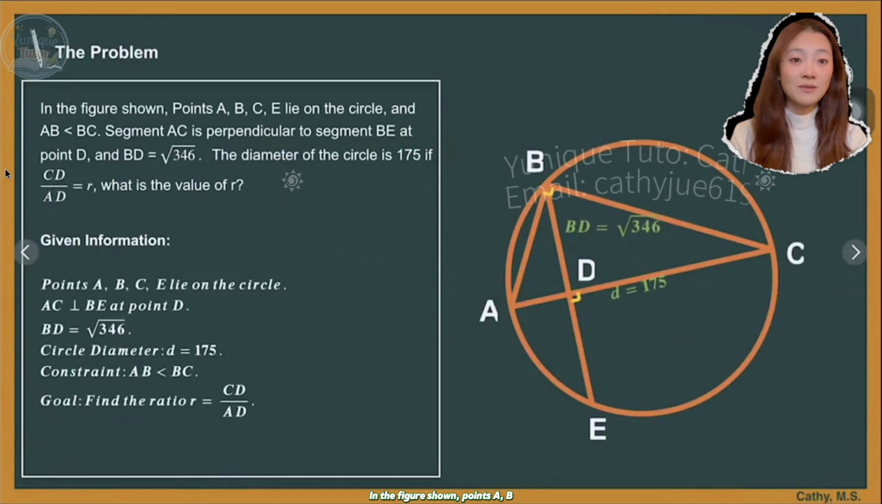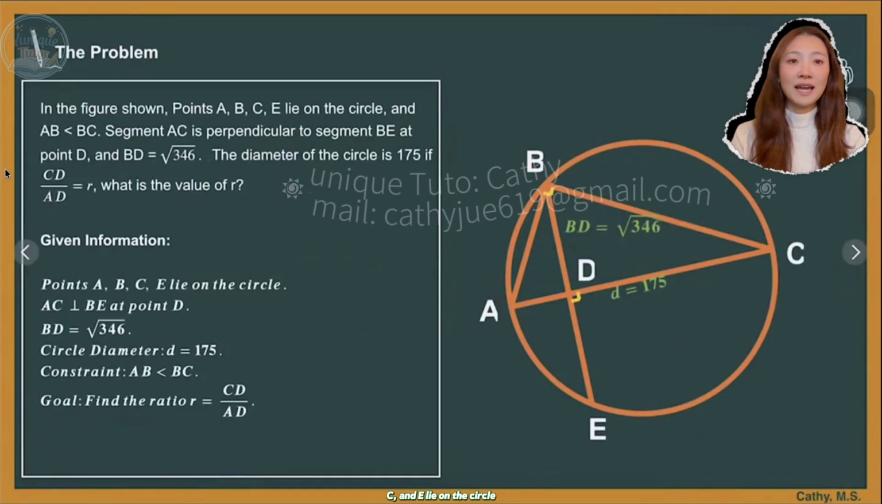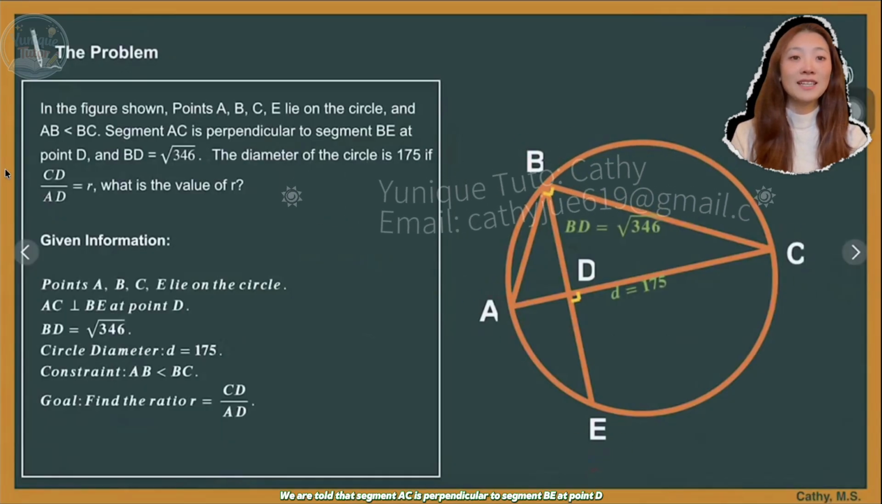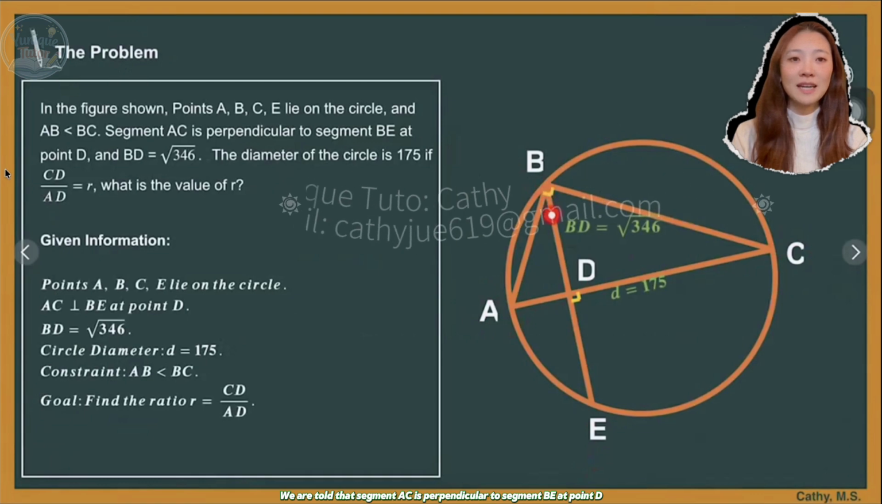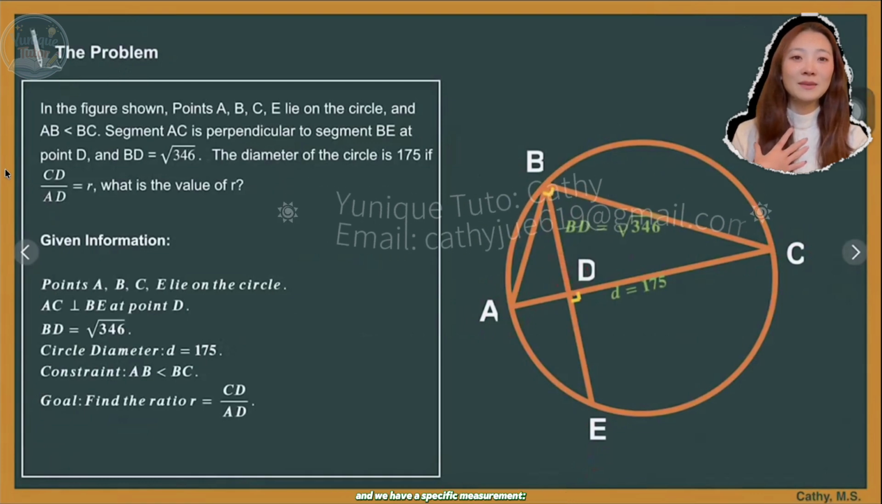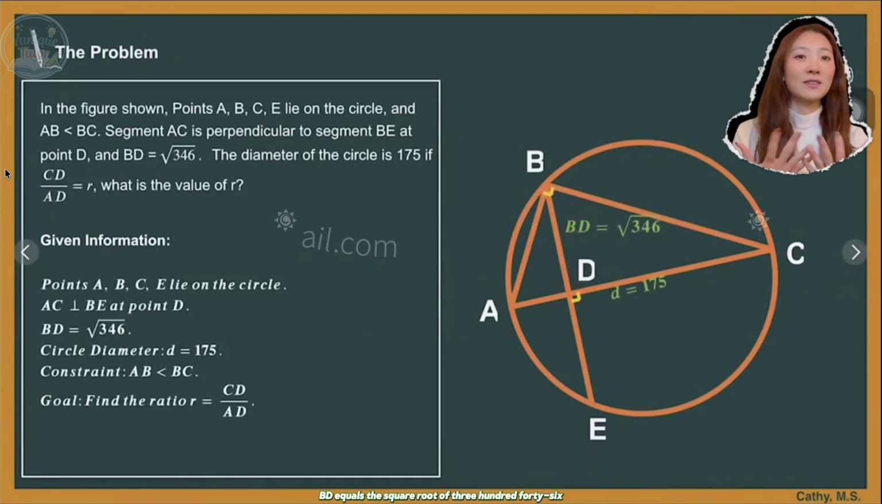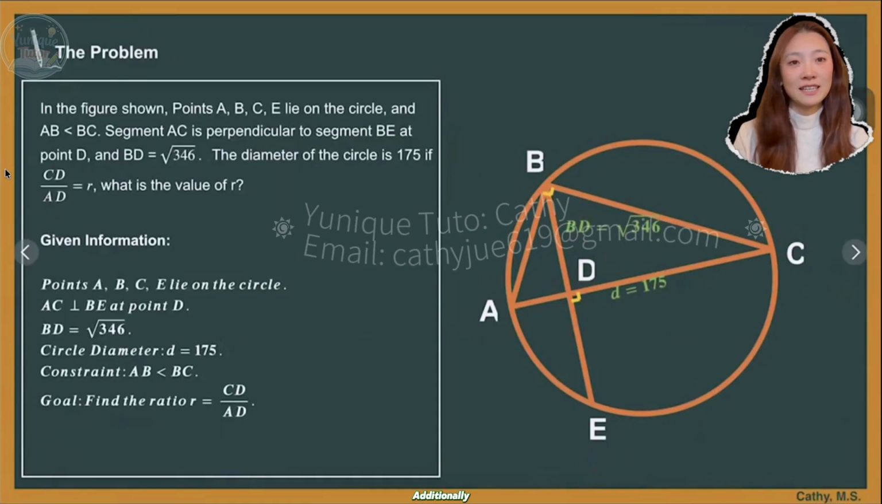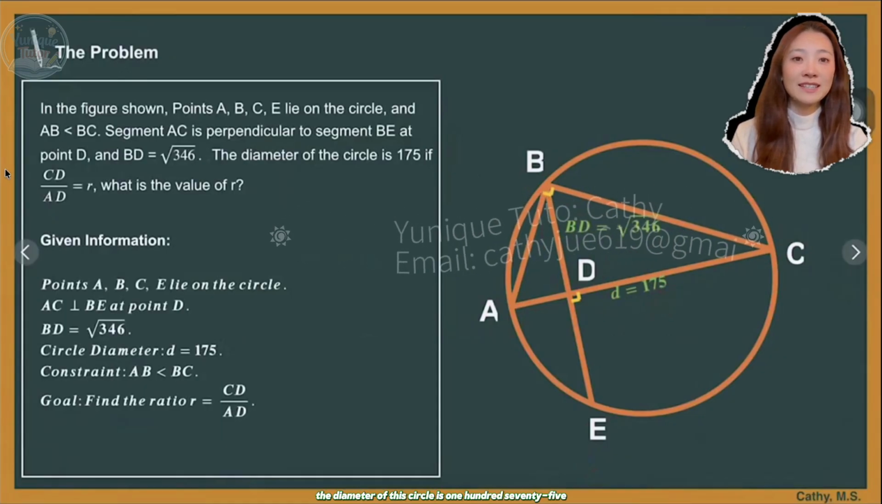In the figure shown, points A, B, C, and E lie on the circle. We are told that segment AC is perpendicular to segment BE at point D, and we have a specific measurement. BD equals the square root of 346. Additionally, the diameter of this circle is 175.